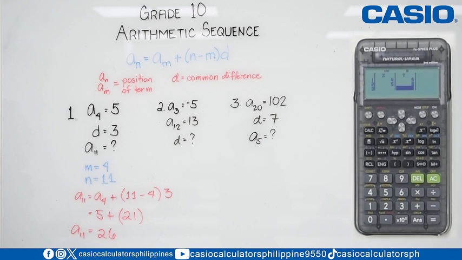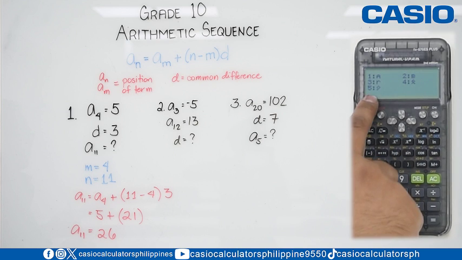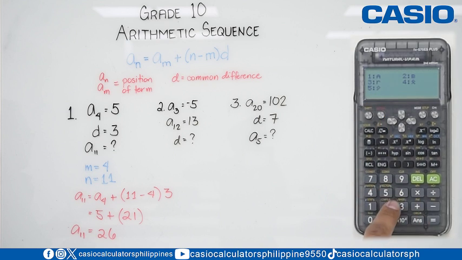How do we solve for a of 11? Simply press AC, type 11, then press shift, stat, then press 5 for reg, and then go to y with an inverted hat on top. That will be 5, then press the equal sign. Then we get a of 11 equal to 26.